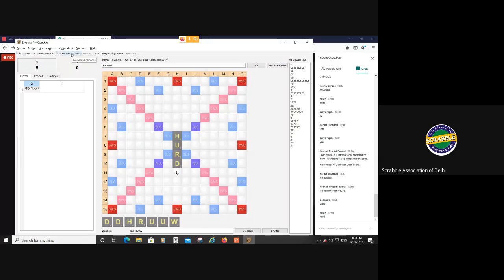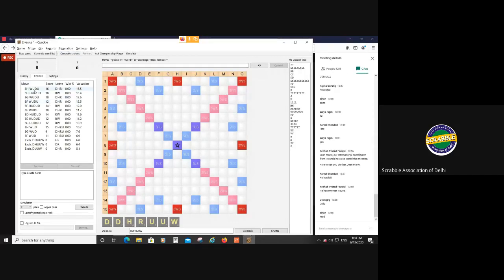Let's see what the computer says. Now I'm going to ask the computer what are the best possible places. I'm going to generate choices. And the highest possible score I'm getting here is Hudud, H-U-D-U-D, or a voodoo, WUDU. So it's choosing to place it over here. It is not something which I may want to place. I would like to place the voodoo or hudud here. I don't know. I'll go for a hudud.